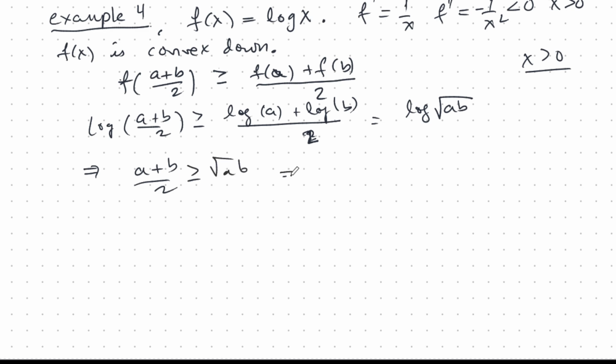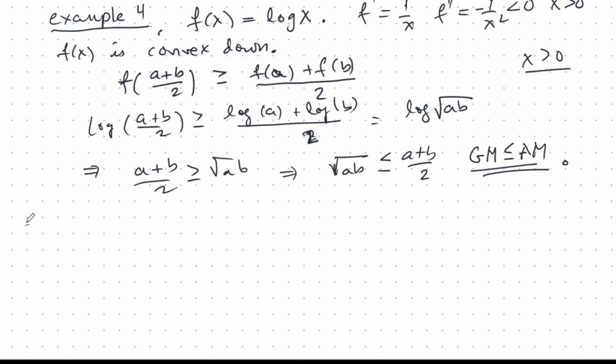And I'm sure you know this. Let's rewrite it in a more canonical form: the geometric mean root ab is less than or equal to the arithmetic mean (a plus b) over 2, the famous AM-GM inequality. So AM-GM follows from convexity of the log function. I think that's truly amazing, truly amazing.